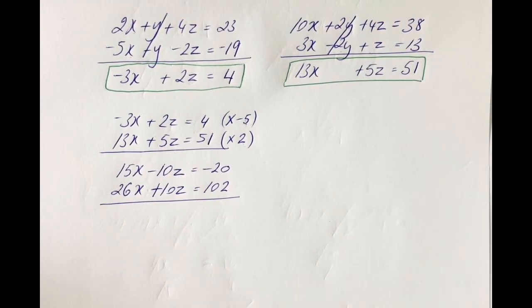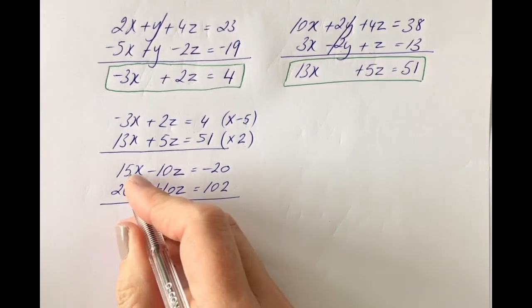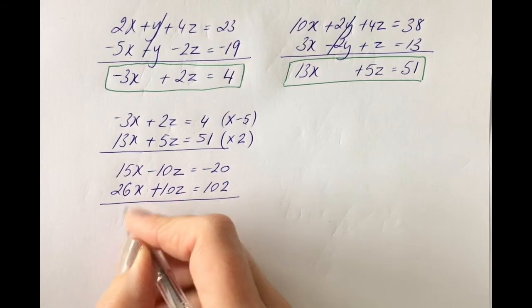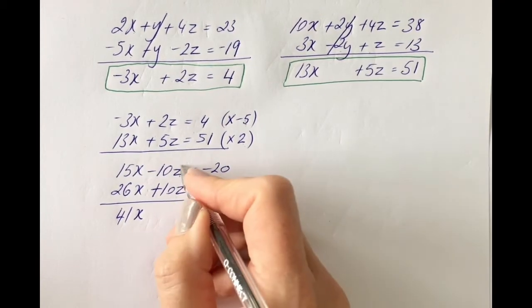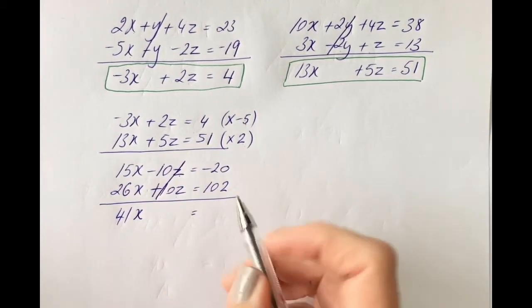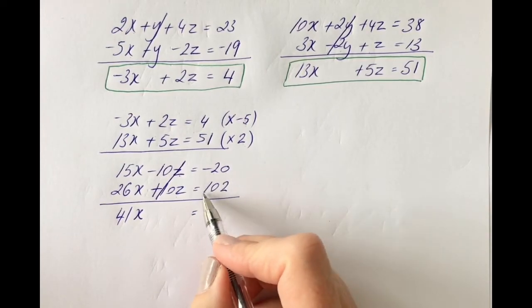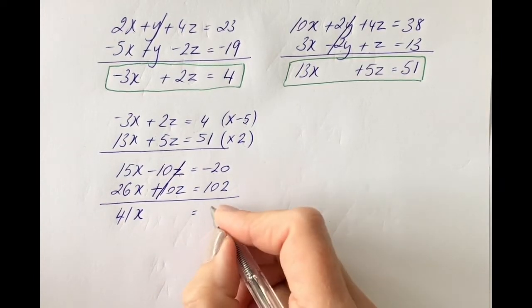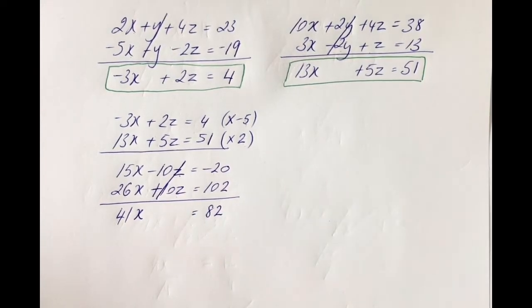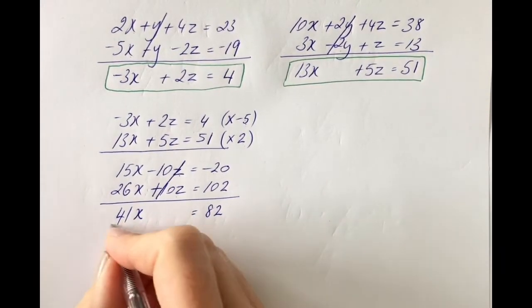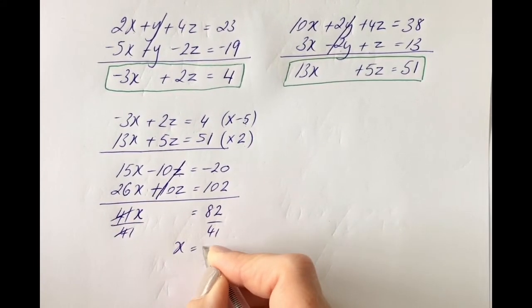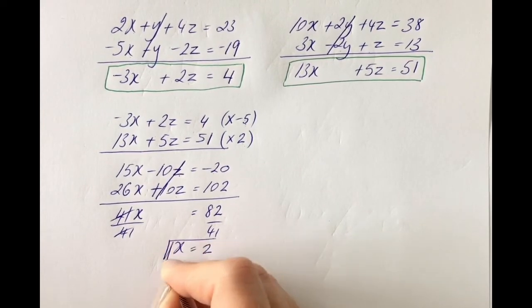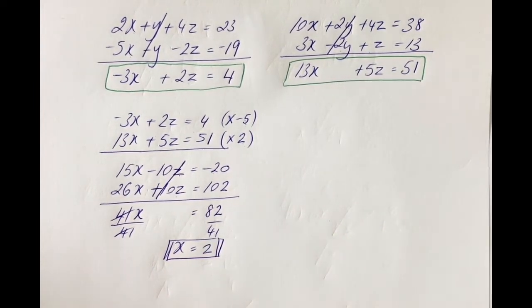So now we add our equations together, and what I end up with here is 15x plus 26x is 41x, minus 10z plus 10z cancels, and we have minus 20 plus 102 is 82. And now 41x is equal to 82. We'll divide both sides by 41 and you get x on its own equals, and the answer of course is 2. So x is equal to 2. So there's one of my solutions.